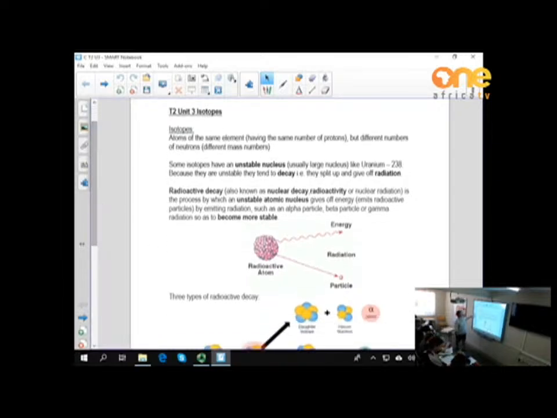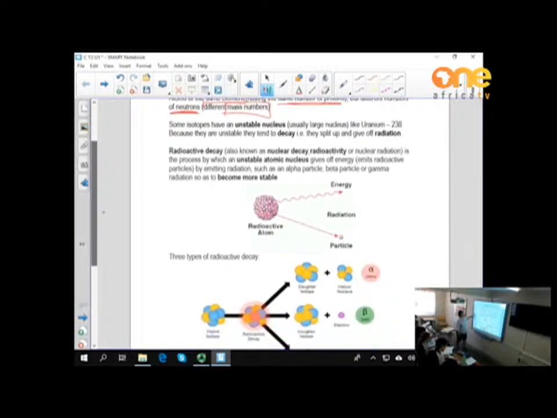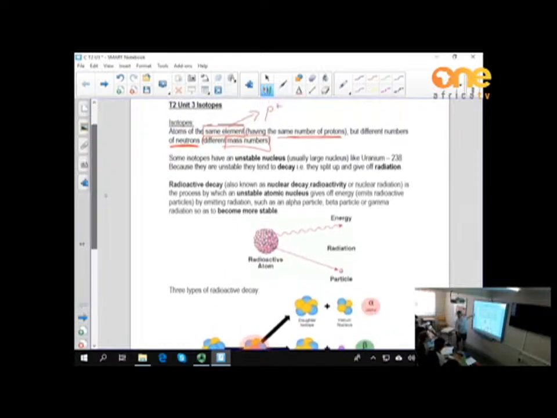Okay, the definition of an isotope. Atoms of the same element. Let's do this in a different color. Atoms of the same element, in other words, they've got the same number of protons. There we have it, same number of protons, but they've got different numbers of neutrons, in other words, different mass numbers. Please, especially if you see the definition counts 2 marks, explain atomic number and mass number. Do you understand? Okay.